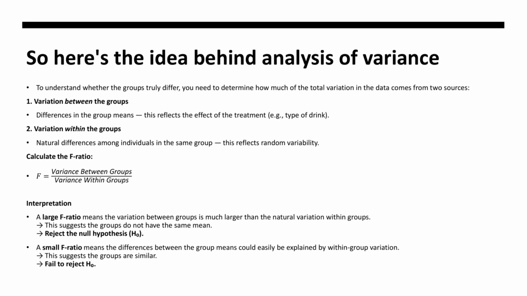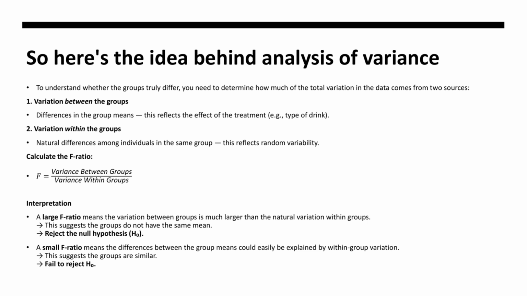To answer that question, ANOVA calculates a statistic called the F ratio. The formula is F equals variance between groups divided by variance within groups. You don't need to calculate this by hand. Software like SPSS does that, but you must understand what it means.